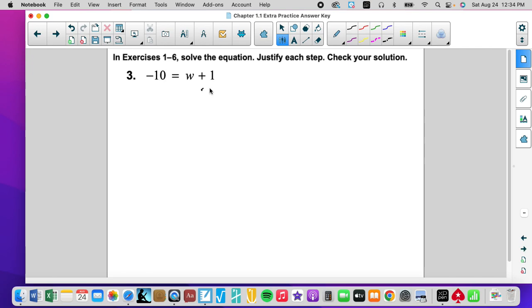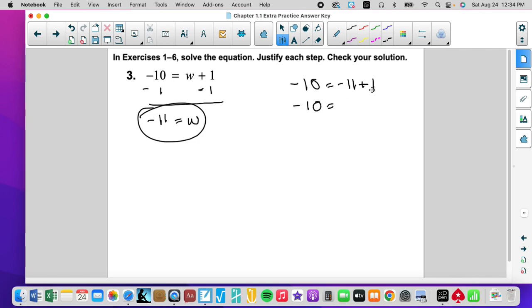Again, my variable is on the right side. 1 is being added. The inverse of adding 1 is subtracting 1. And we get W equals negative 11. We don't have to rewrite this as W equals negative 11. Negative 11 equals W is the same thing. We're going to check our work. We're going to simplify that right side, and we're good to go.